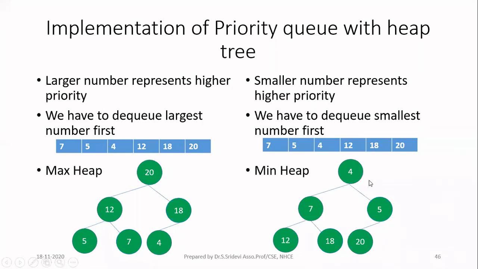Once you delete the root node, according to this diagram, if I delete the root node 4, the next root node will be 5 because that is the next smallest number. So next time when you want to remove another element, you can delete that particular root node. So you can implement priority queues either by using max heap or otherwise by using min heap.